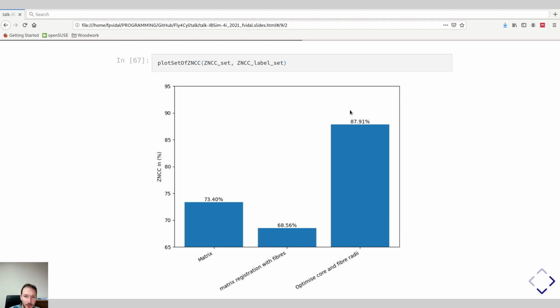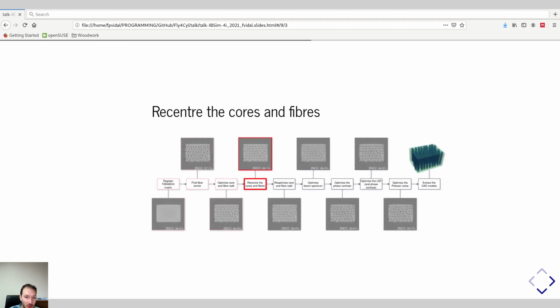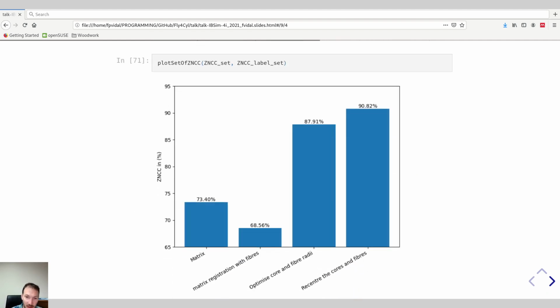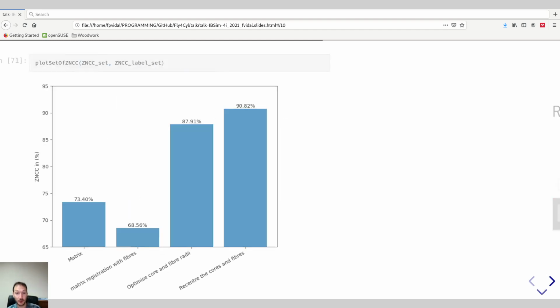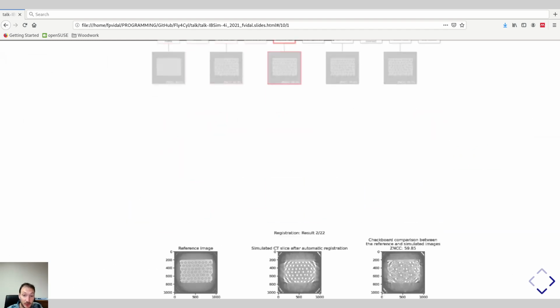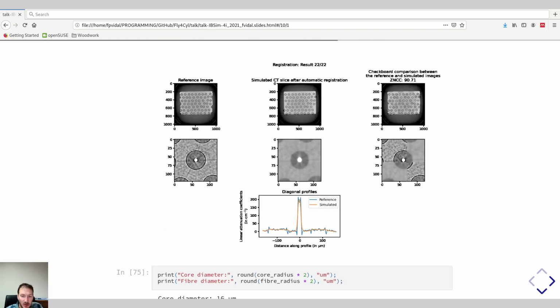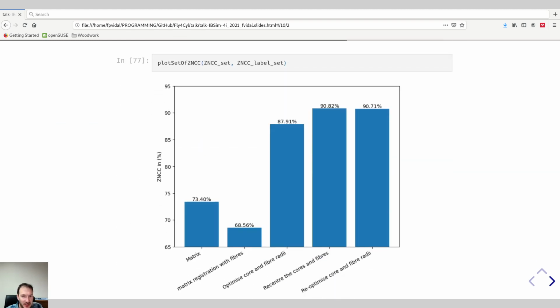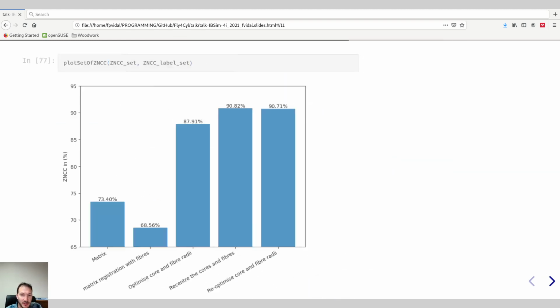And you can see a boom in correlation here, 88%, which is good. We move the fibers, so it's a very quick registration here. That improved further, 91%. We optimize the radii. It's not changed much, pretty much the same.